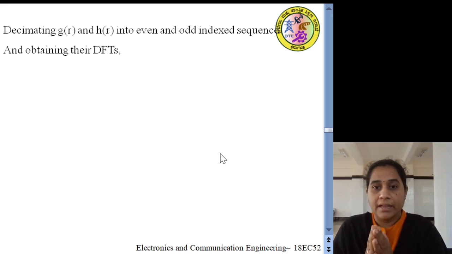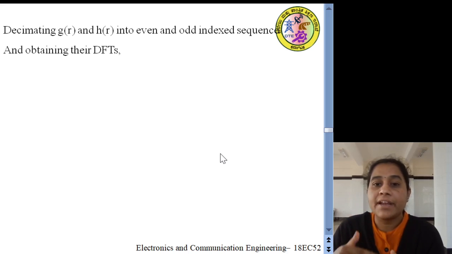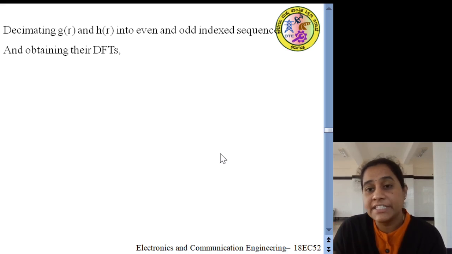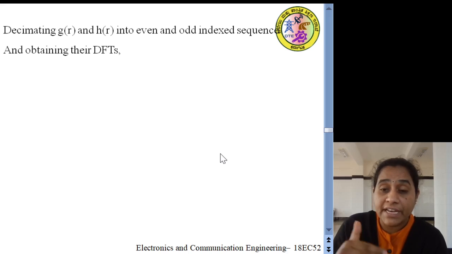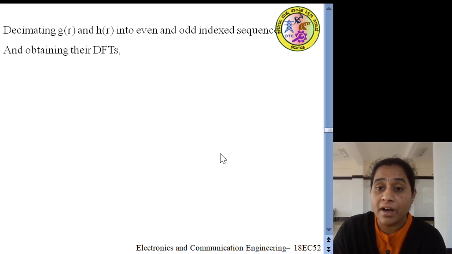Next, what we will be doing is, again we are considering g[r] and h[r], which are from x[n]. We decimated x[n] into g[r] and h[r] by considering even and odd index sequences. Here again we are considering g[r] and h[r] separately, and again we are decimating by considering even and odd indexed sequences.